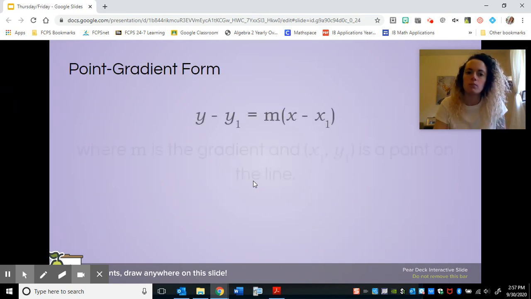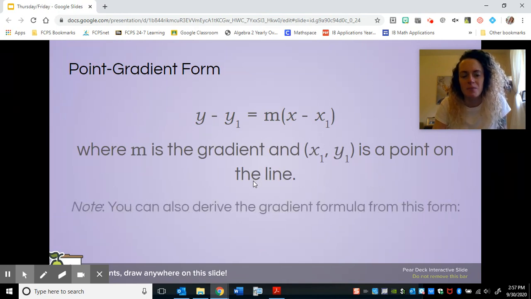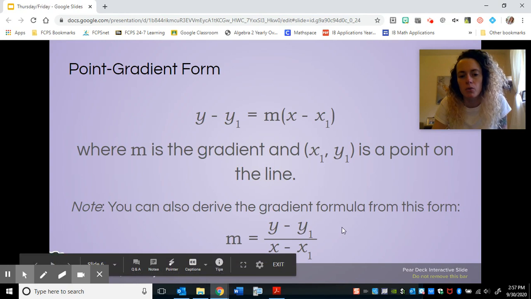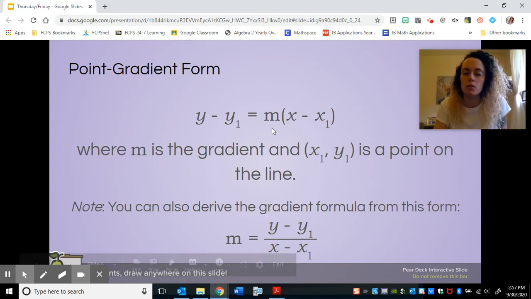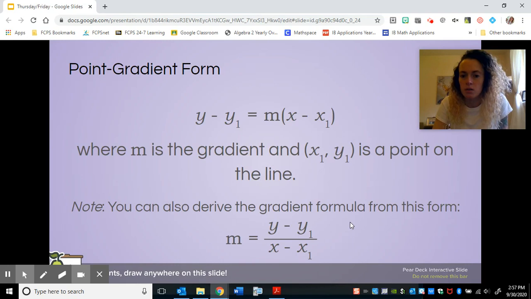Point gradient form, also known as point slope form, is called that because you have m, which is still your gradient, and you have a point x sub 1 and y sub 1. That can be any point on the line. It's just some point that is on the line. And make note that you can also get the gradient formula out of this form. If you were to divide both sides by x minus x1, you can have your gradient formula there as well.